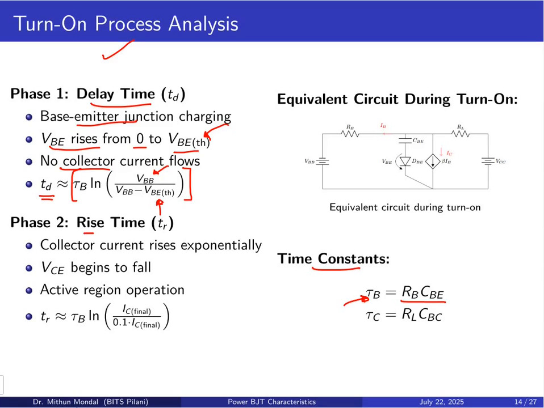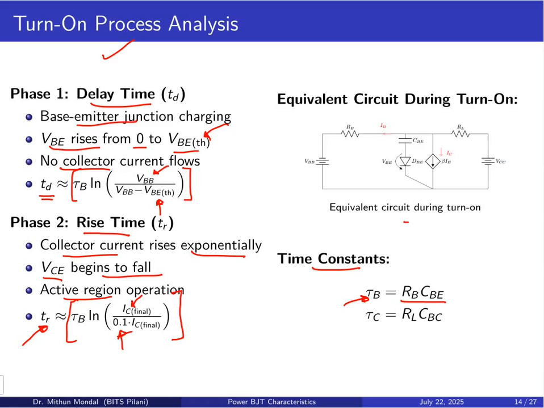Phase 2, you have the rise time where the collector current will rise exponentially, the collector to emitter voltage will begin to fall, and the active region operation will start. Here you will have the rise time expression, depending upon the time constant tau B, and there is a factor which depends upon the collector current: the final collector current divided by 0.1 times the final collector current.